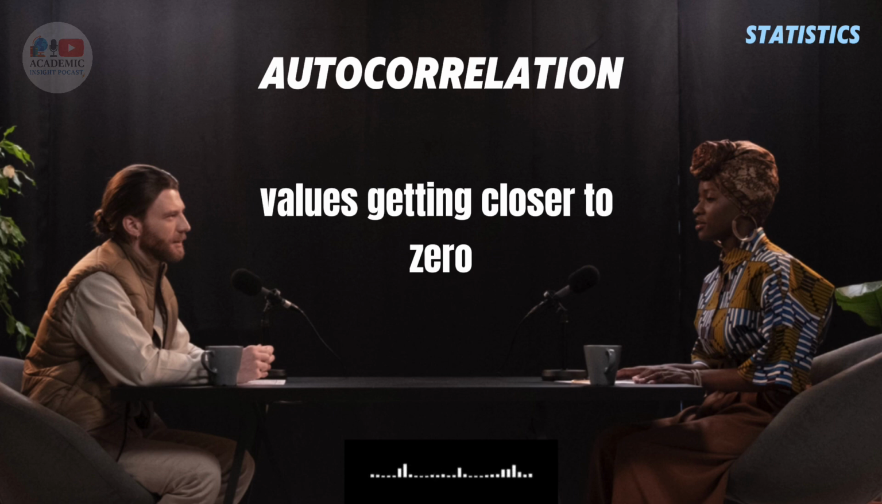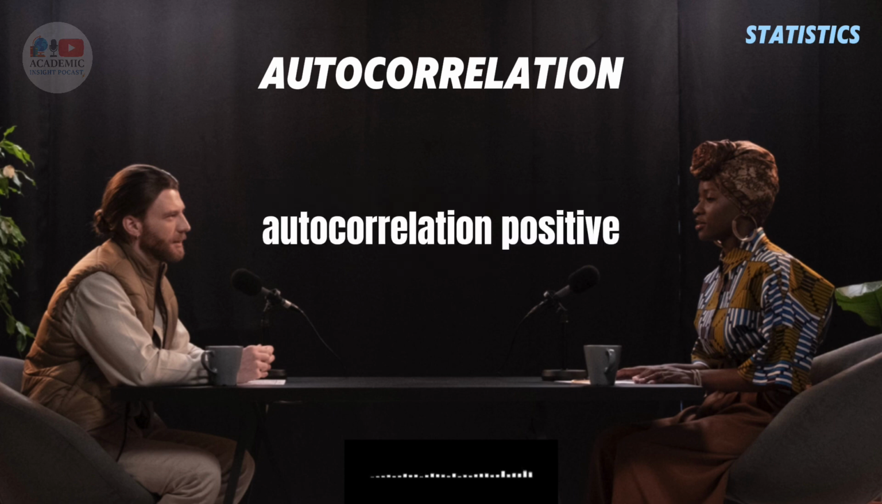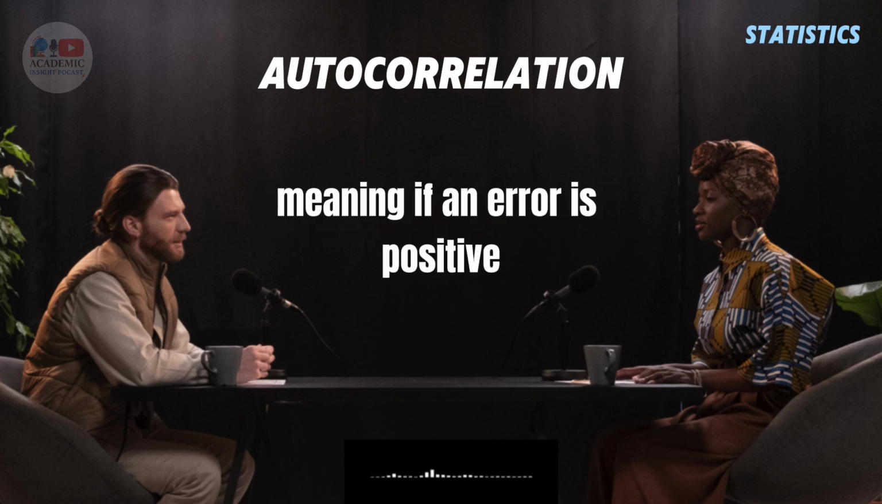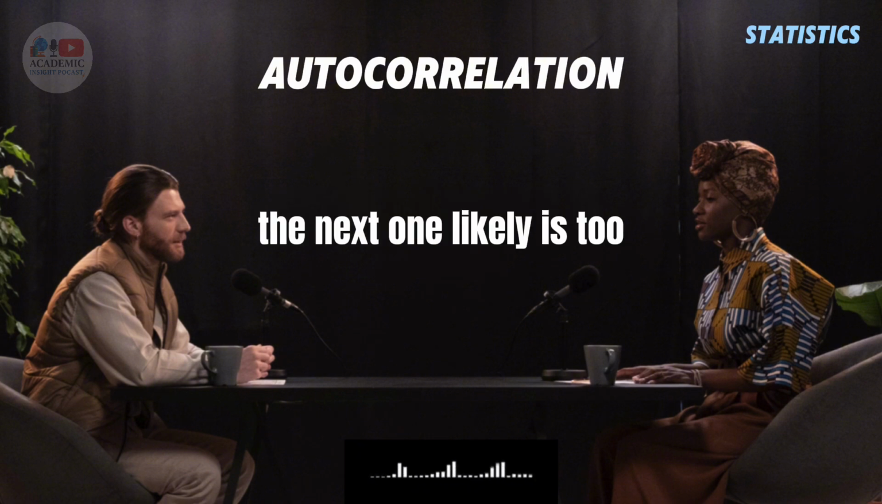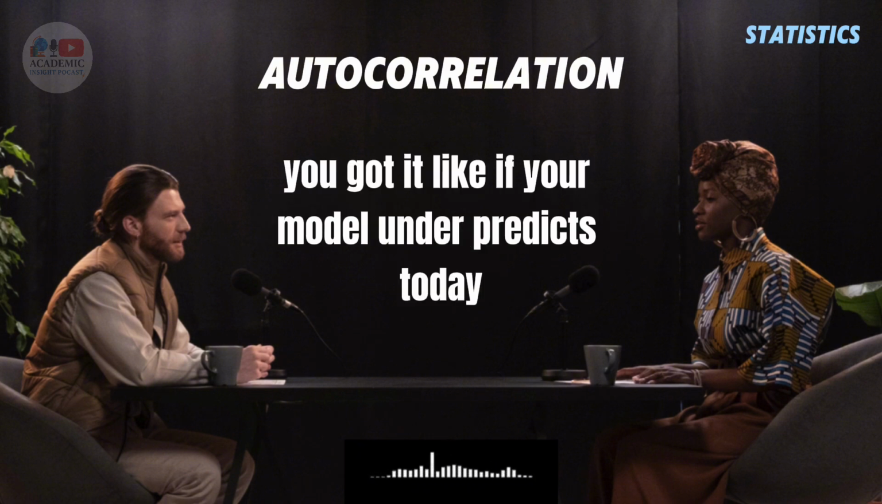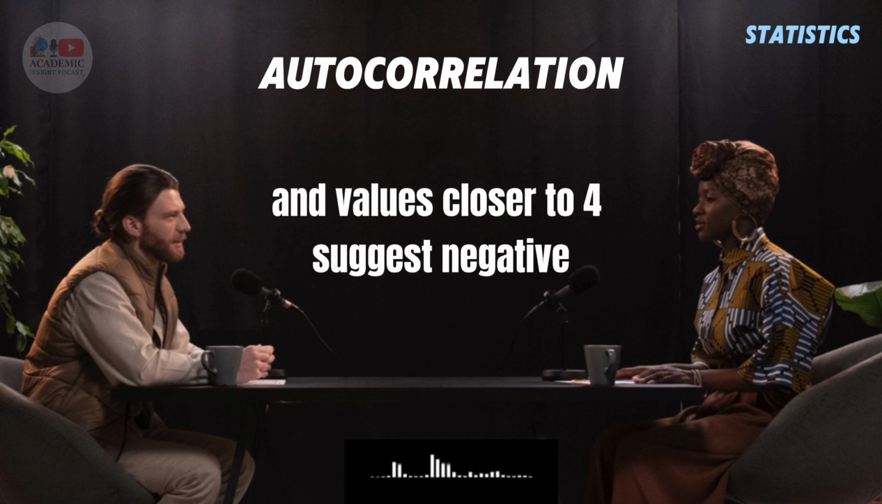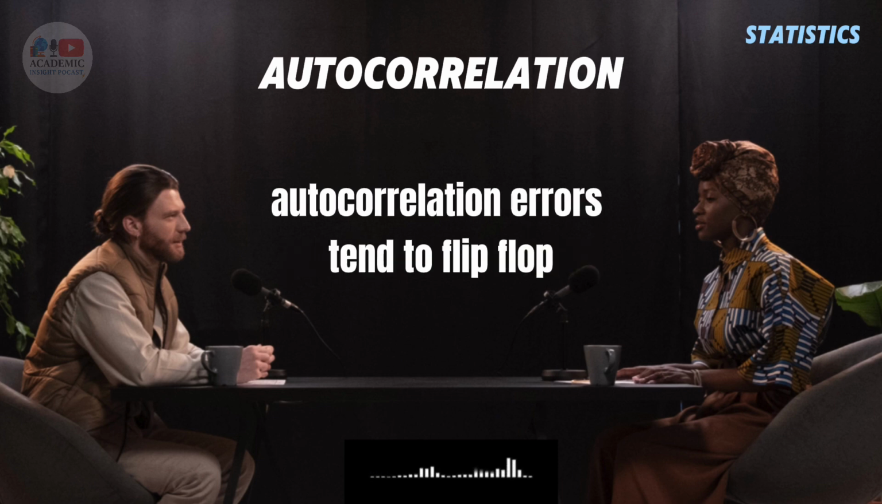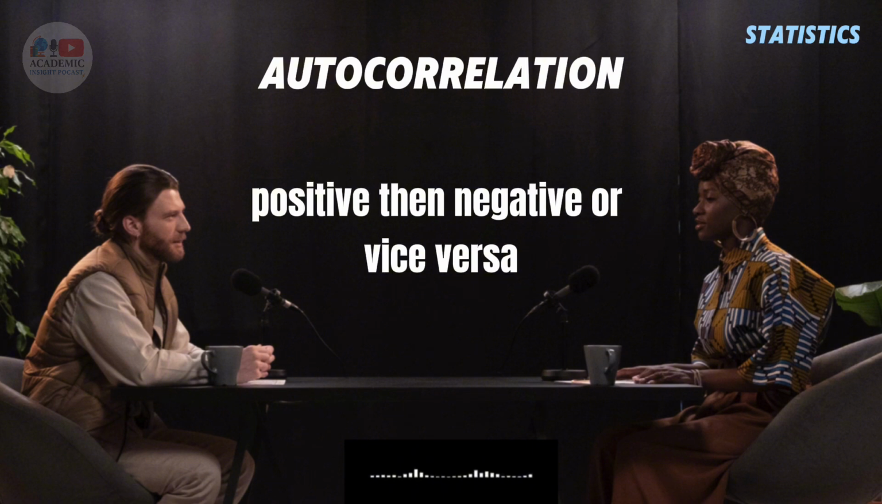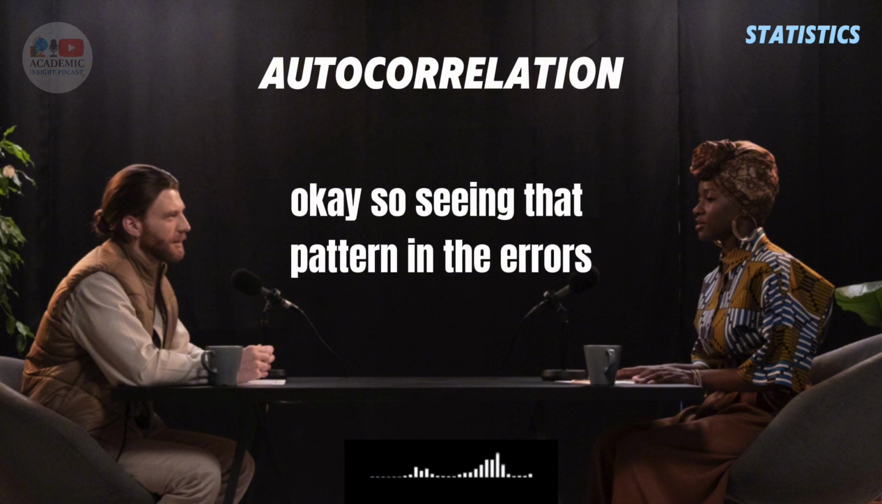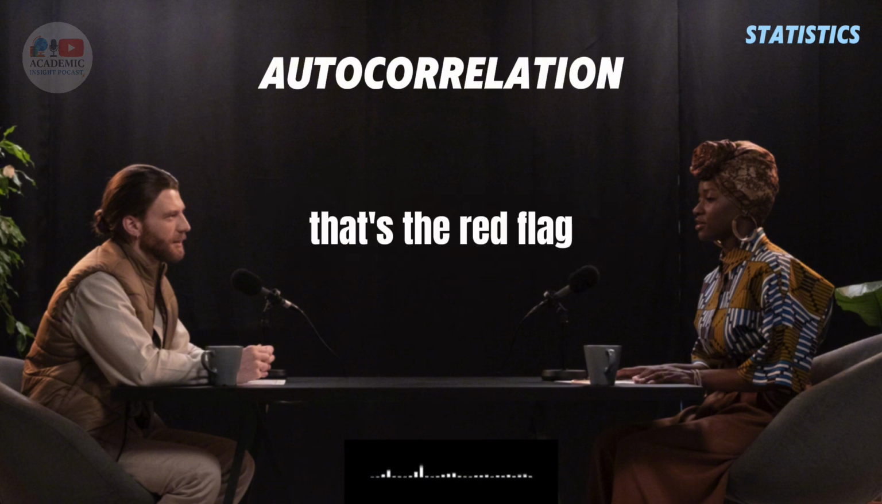Values getting closer to 0 usually point towards positive autocorrelation. Positive meaning, if an error is positive, the next one likely is too. You got it. Like, if your model underpredicts today, it's likely to underpredict tomorrow too. And values closer to 4 suggest negative autocorrelation: errors tend to flip-flop, positive then negative, or vice versa. Okay, so seeing that pattern in the errors, that's the red flag.